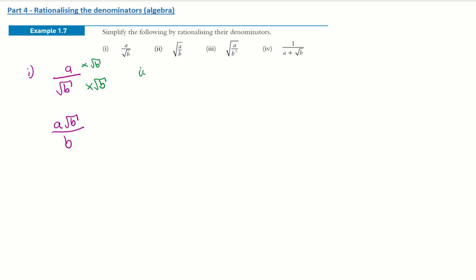Question 2, we have the square root of ab. So my first step is I'm going to rewrite this as root a over root b. And just like before, to rationalise, I have to times through by root b. And so I get the square root of ab over b.